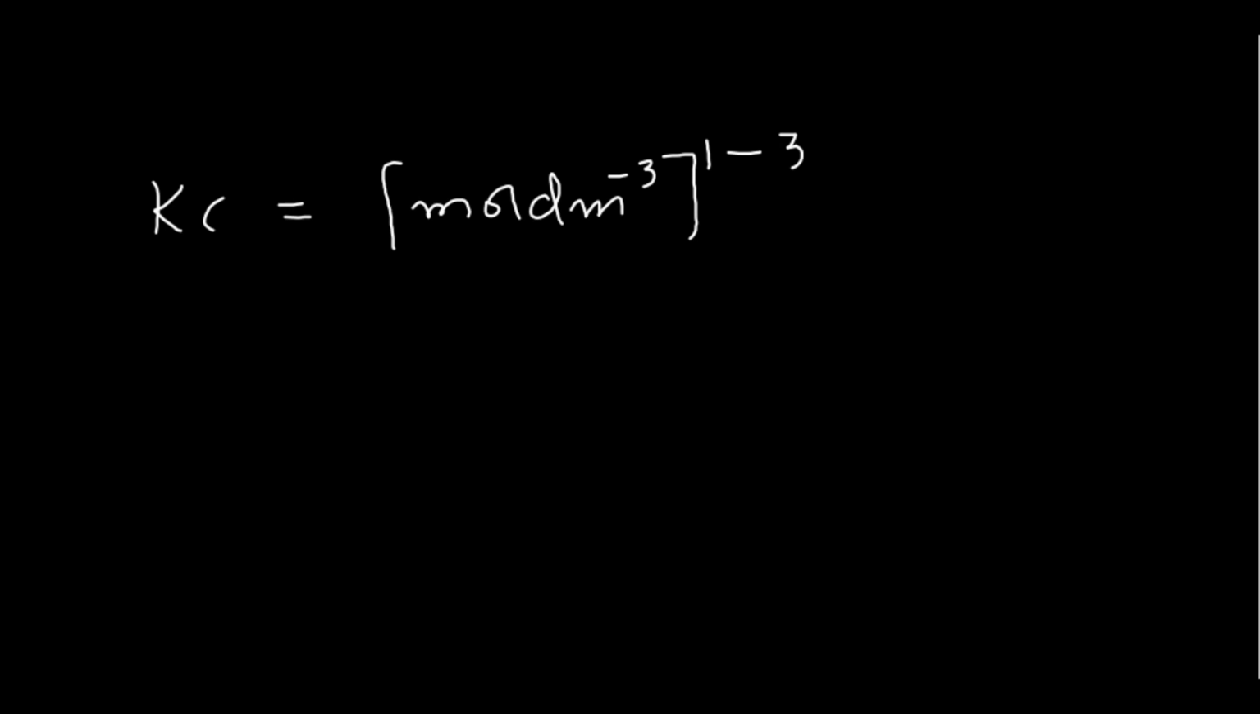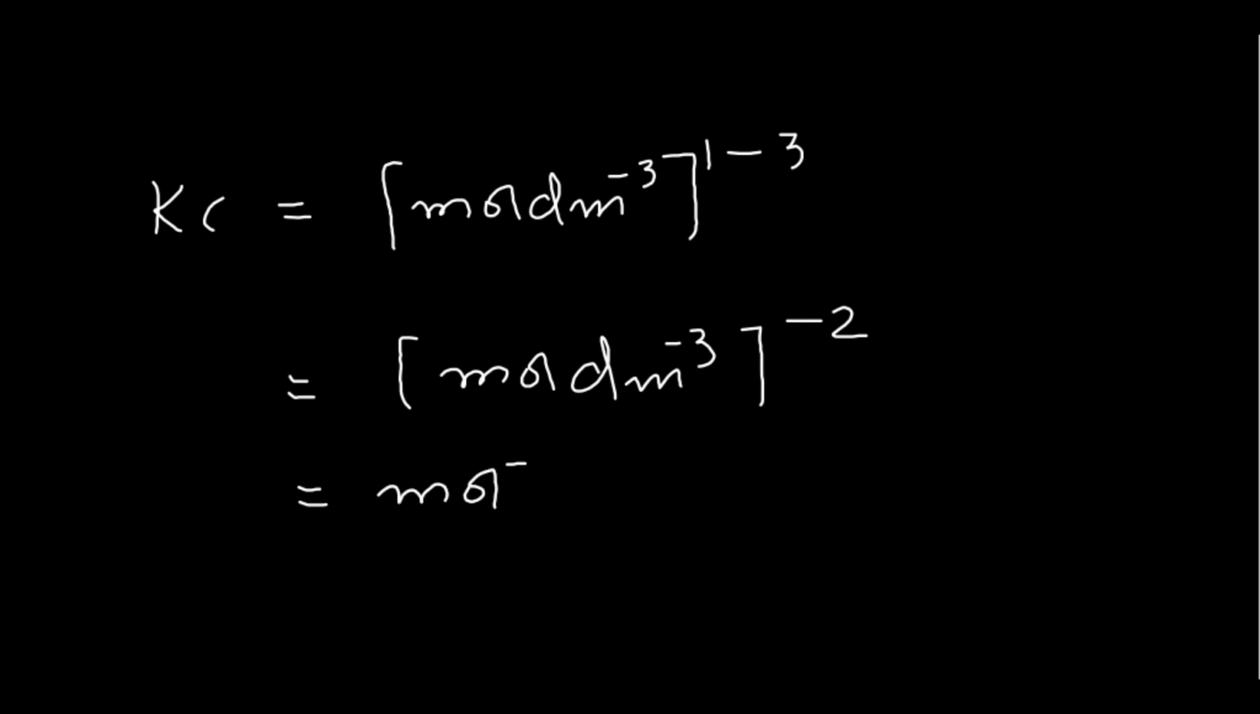So here we get Kc is equal to mole per cubic decimeter raised to the power minus 2, right students? Now we multiply minus 2 with the concentration unit. It would be mole to the power minus 2, and dm to the power minus 3 multiplied by minus 2 is equal to 6. So mole minus 2 dm 6. What is the unit of Kc for this reaction, students? It is mole minus 2 dm 6.